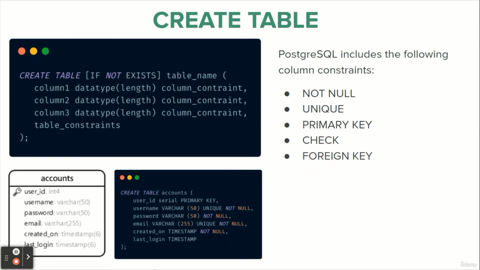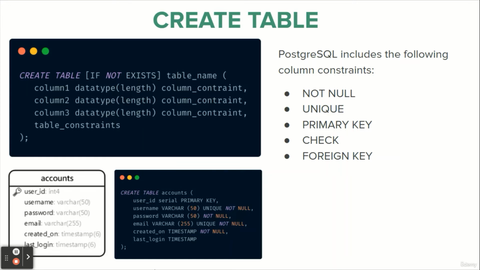Not null ensures that value in column cannot be null. Unique ensures the value in column is unique across the rows within the same table. Primary key uniquely identifies rows in a table. A table can have one and only one primary key. The primary key constraint allows you to define the primary key of a table.